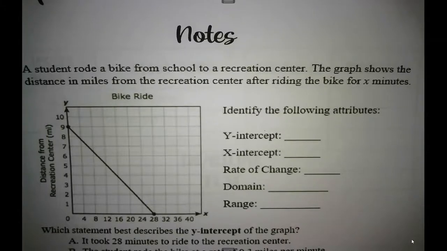At some real-world graphs and how our graphs and attributes, rate of change, domain and range, all of these things relate to something that is a real-world scenario. So a student rode a bike from school to a recreation center. The graph shows the distance in miles from the recreation center after riding the bike for X number of minutes.